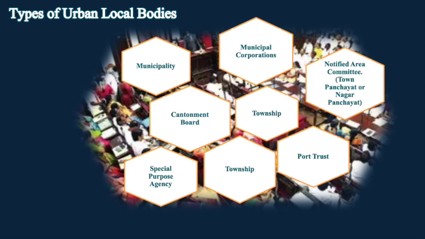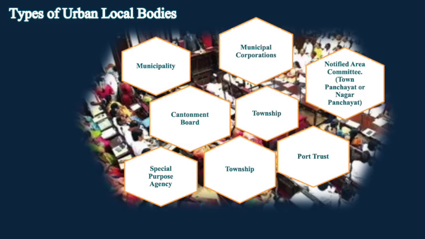If you take an example, Kalpakkam in Tamil Nadu, there is a township. Neyveli, there is a township. Neyveli Lignite Corporation, they have their own township. Then port trust, wherever a port is there, it is a port trust. Then special purpose agencies, which means it is a special area identified by the government. So, these are all the types of urban local bodies, under which first we are going to discuss municipal corporations.